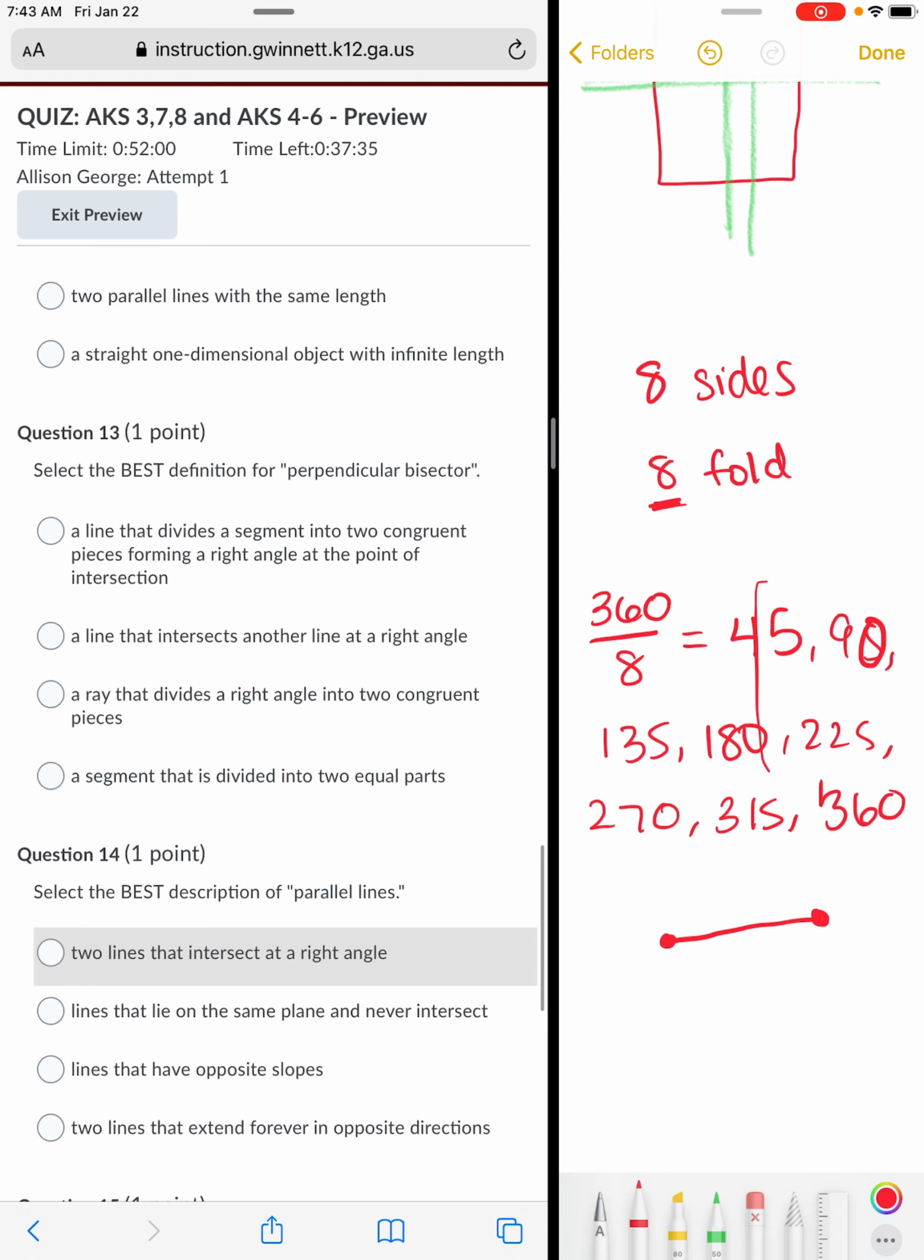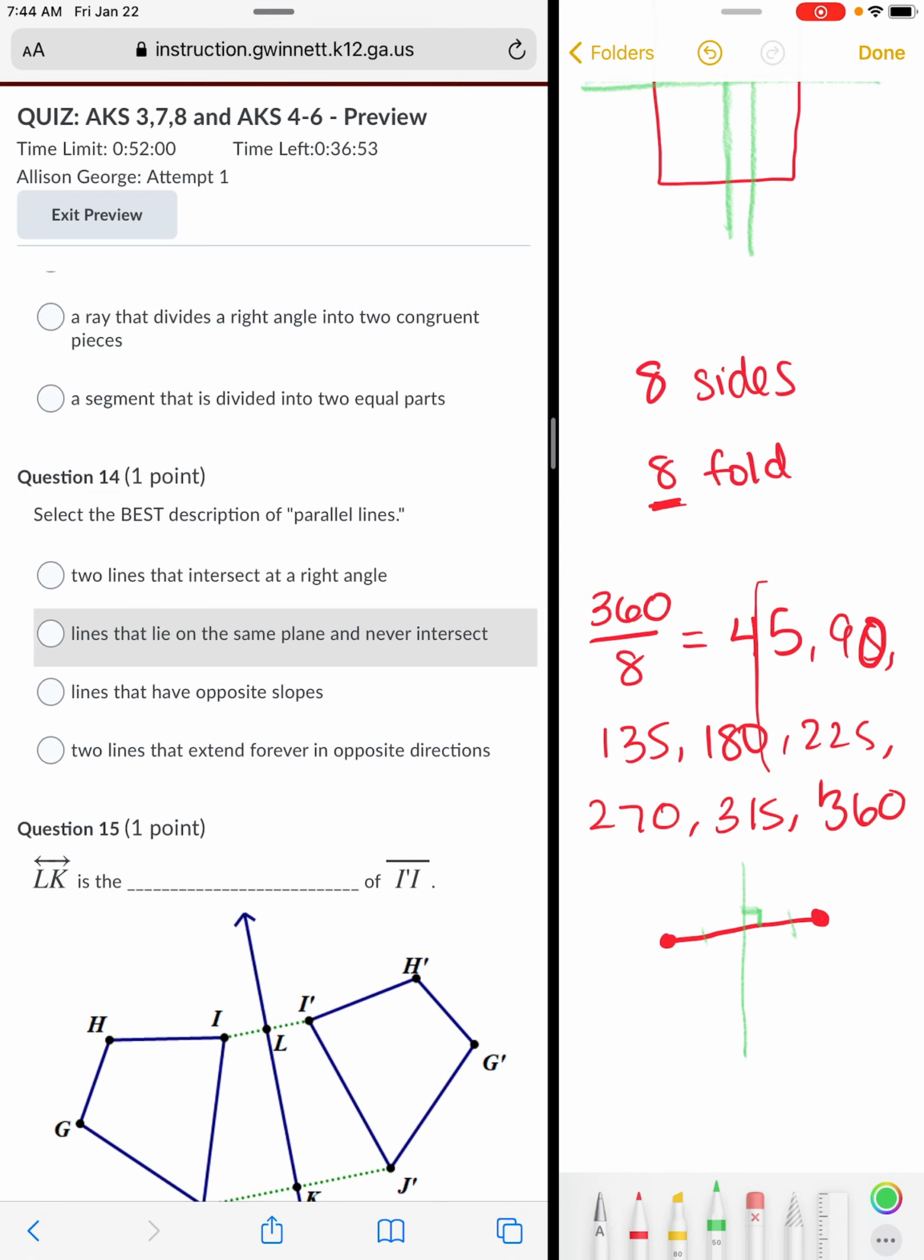All right. What is the best definition for a perpendicular bisector? Remember, the line of reflection is an example of a perpendicular bisector. And that does 2 things. It is 1, perpendicular to a line, but then 2, it bisects the line into 2 congruent pieces. So the best definition is a line that divides a segment into two congruent pieces, forming a right angle at the point of intersection, because it is the bisector by dividing and it is perpendicular by creating that right angle.